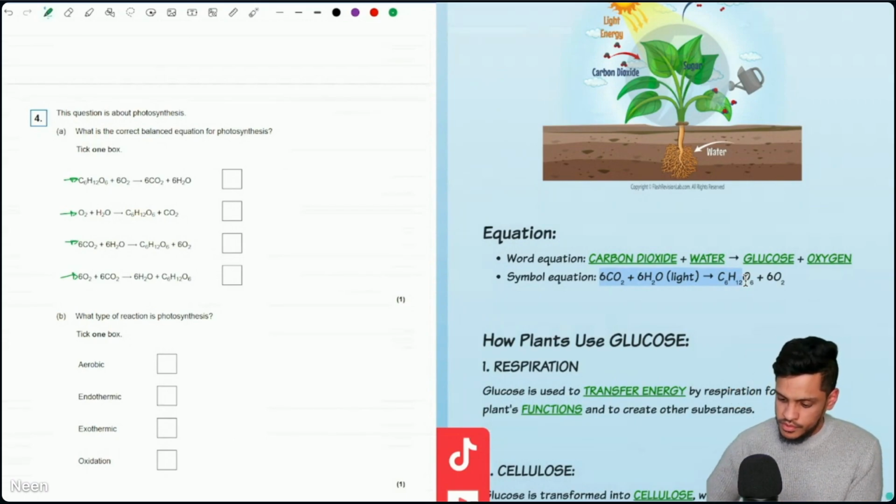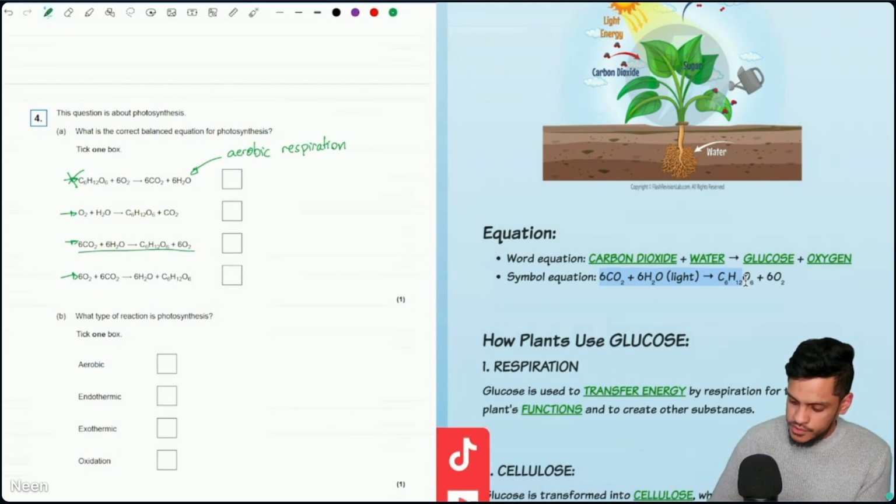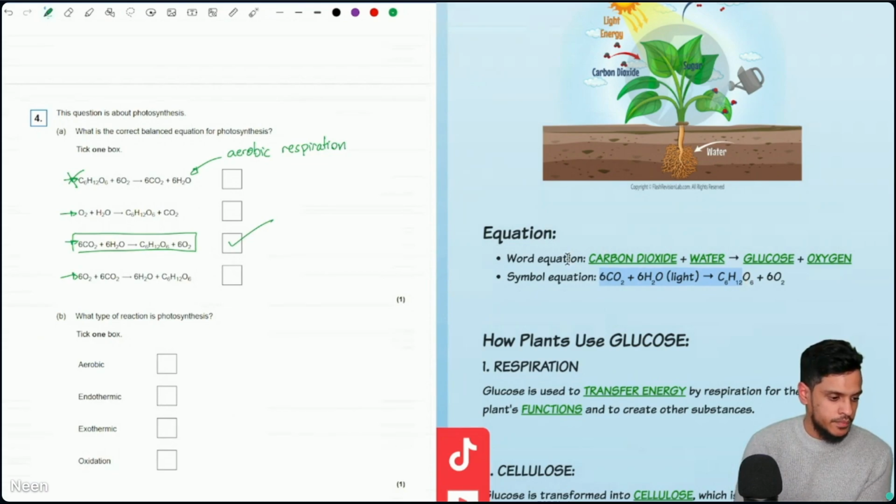So no, it's not the first one. It is, yeah, this one. So this one here, people always get this confused. This is something else. This is aerobic respiration. Aerobic respiration is the opposite of photosynthesis. Photosynthesis is that. Carbon dioxide plus water forms glucose plus oxygen. So we've got it here in the notes.